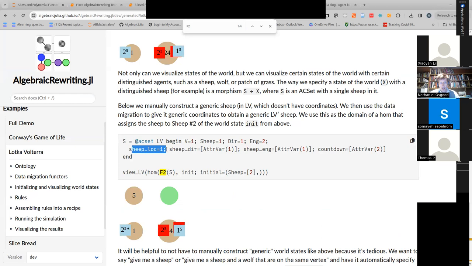We say there's one sheep. It's a sheep that has a direction, an energy, and a countdown, and one vertex, one direction. I guess direction one, energy, two energies. Yeah, one for the sheep, one for the grass, I guess. One direction associated with E. Anyway, it was kind of brutal.